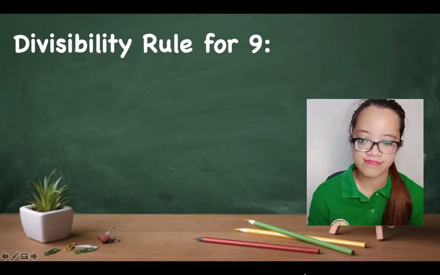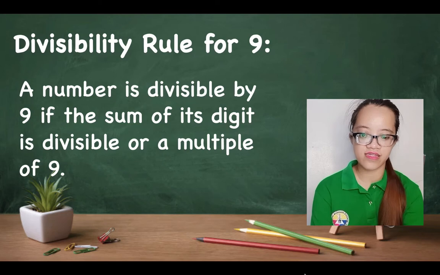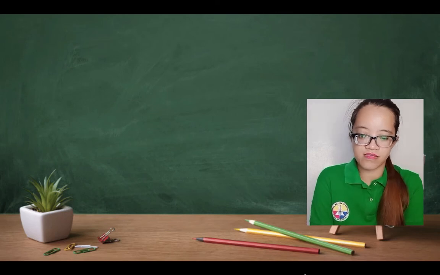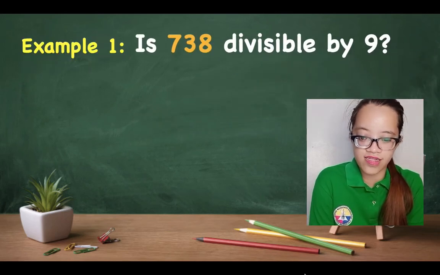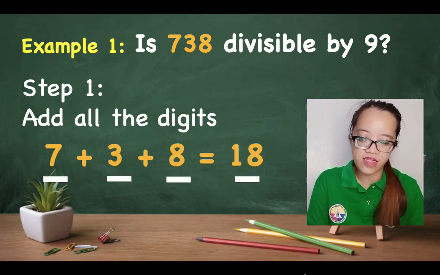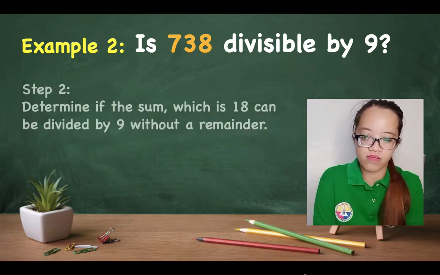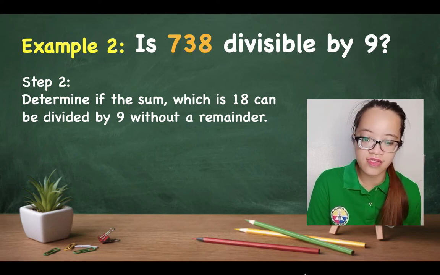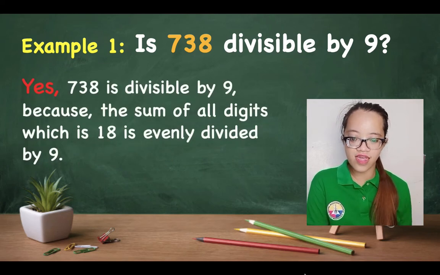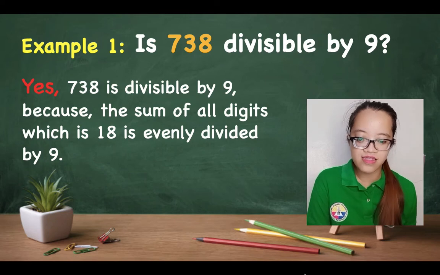Divisibility rule for 9. A number is divisible by 9 if the sum of its digits is divisible by, or a multiple of, 9. Example, is 738 divisible by 9? Step 1. Add all the digits. 7 plus 3 plus 8 equals 18. Step 2. Determine if the sum, which is 18, can be divided by 9 without a remainder. 18 divided by 9 equals 2. So, 738 is divisible by 9 because the sum of all the digits, which is 18, is evenly divided by 9.